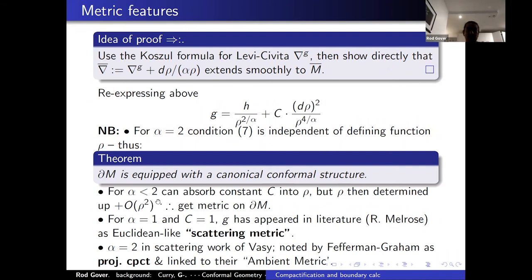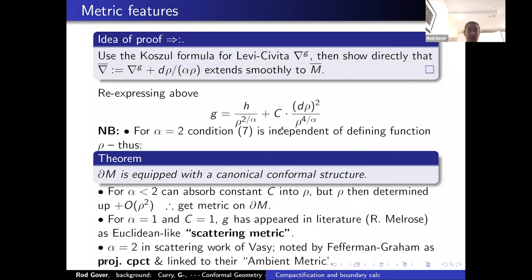If alpha is less than 2, remember we're looking at alpha in the range from 0 to 2 at the moment, so at 2 we get that conformal boundary. If alpha is less than 2, we can get rid of the C and build it into the rho. But when you do that, then rho is determined up to order rho squared. So you actually get a metric on the boundary.